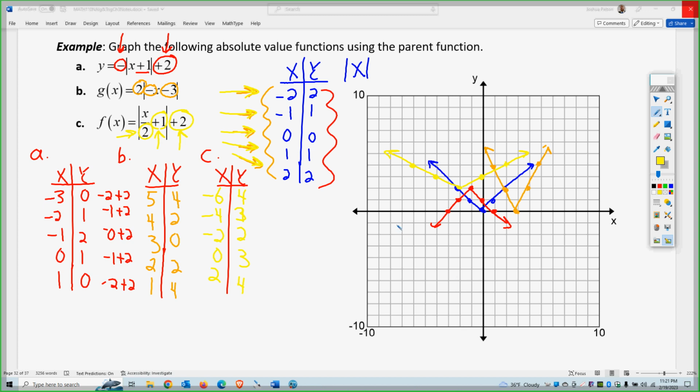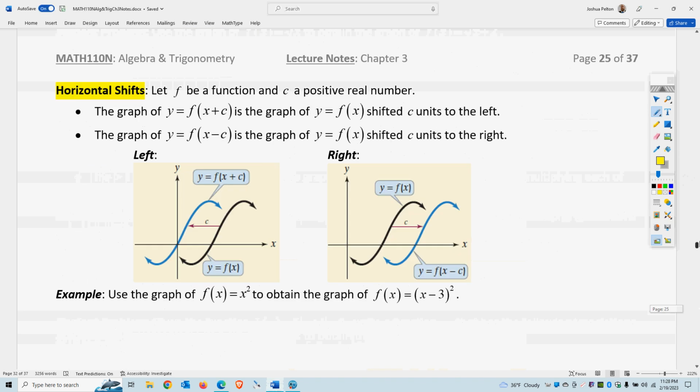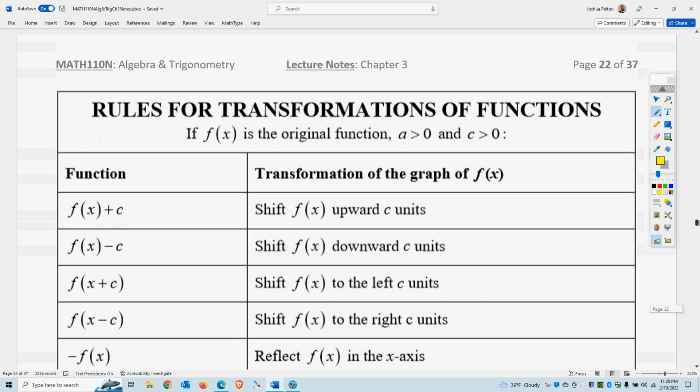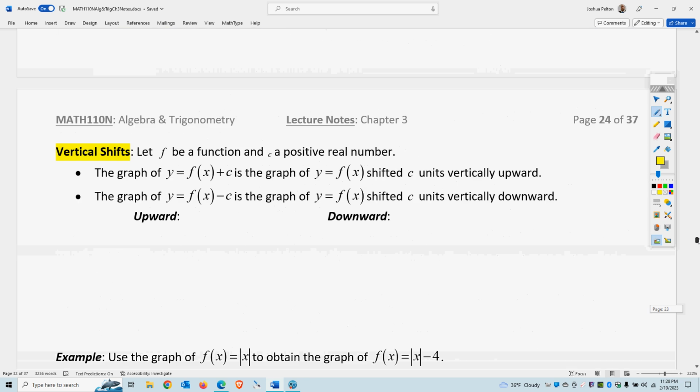All right, pause the video and try the student problems for yourself. Again, the order does matter. Reflecting back to the first page of the notes, these are all the transformations on page 22, and this is the proper order you have to follow.